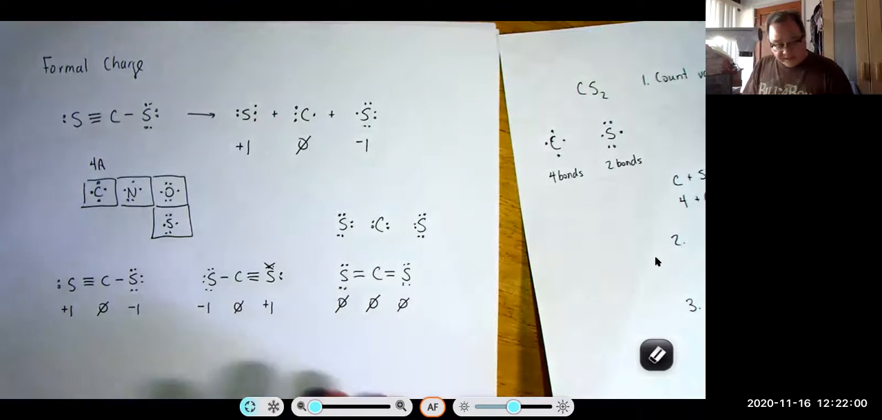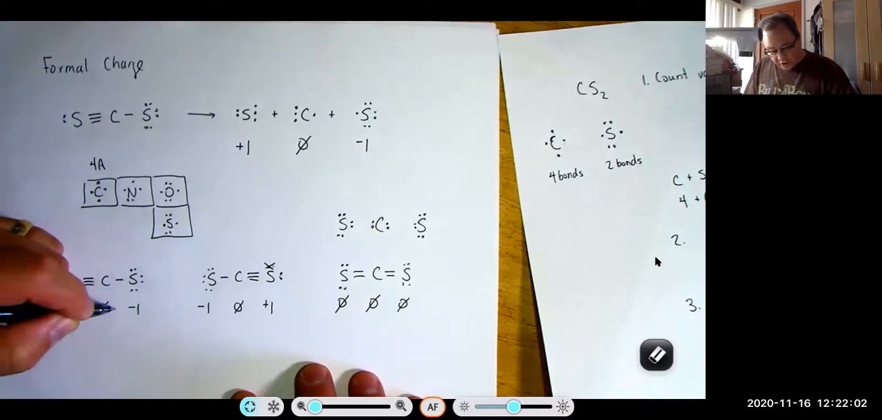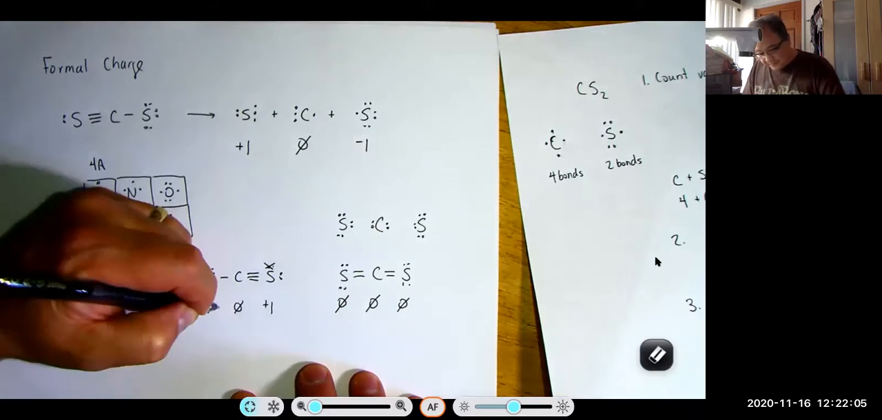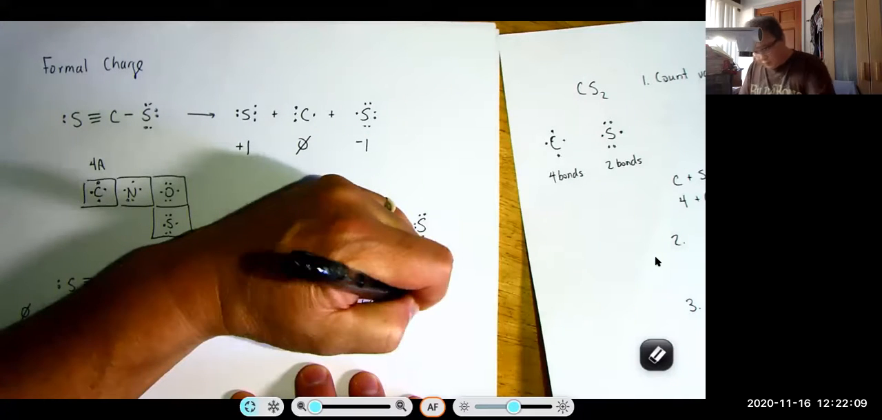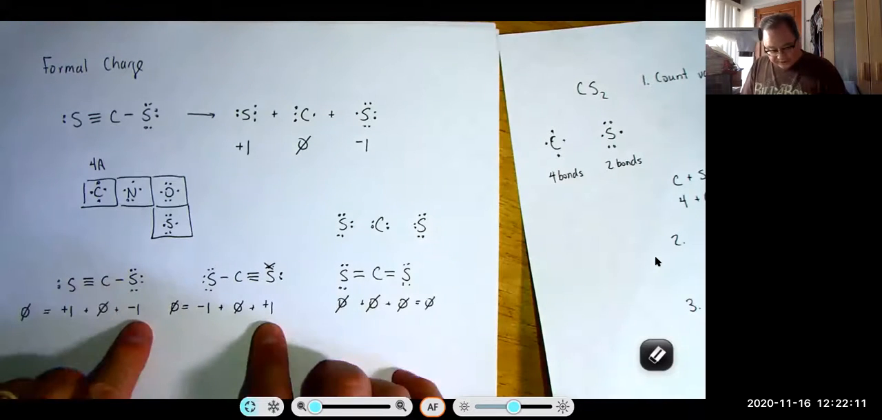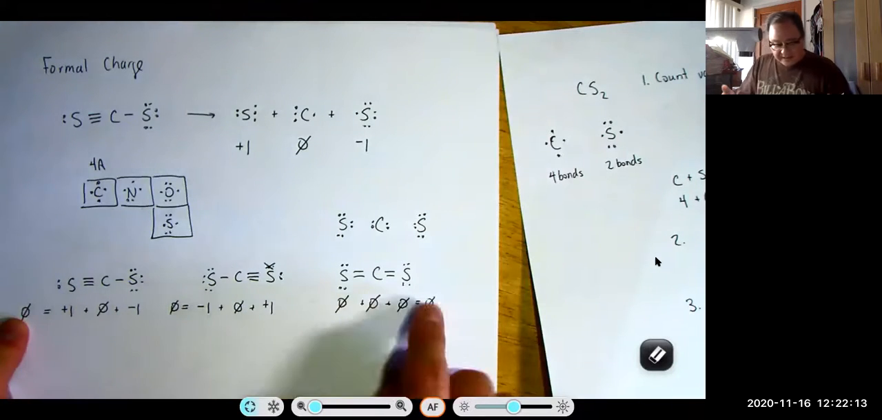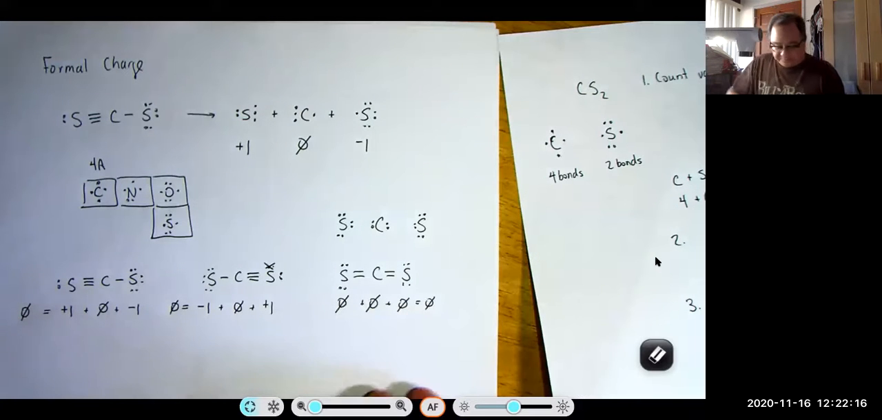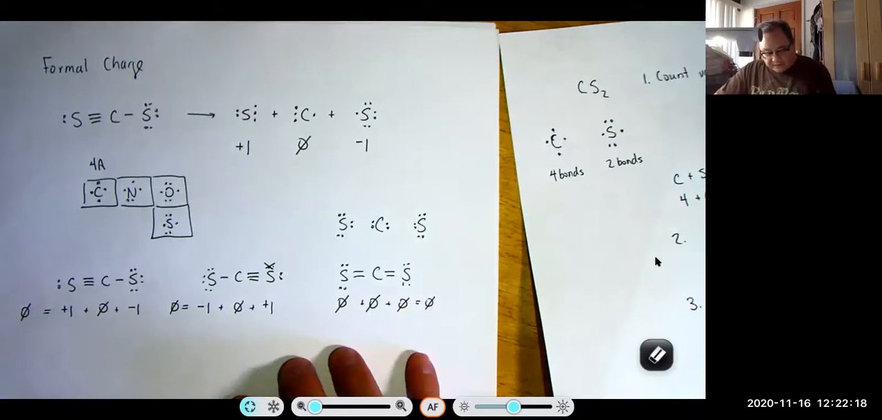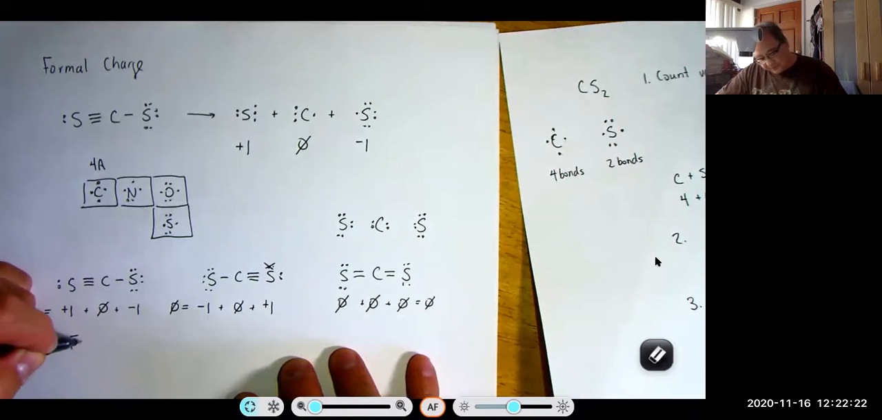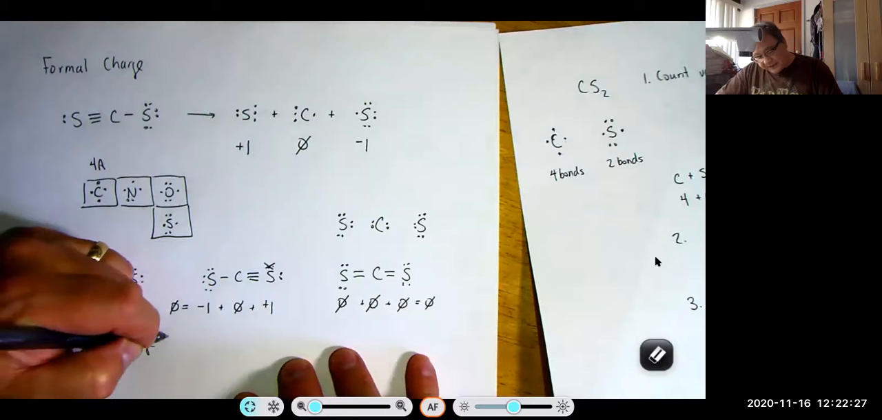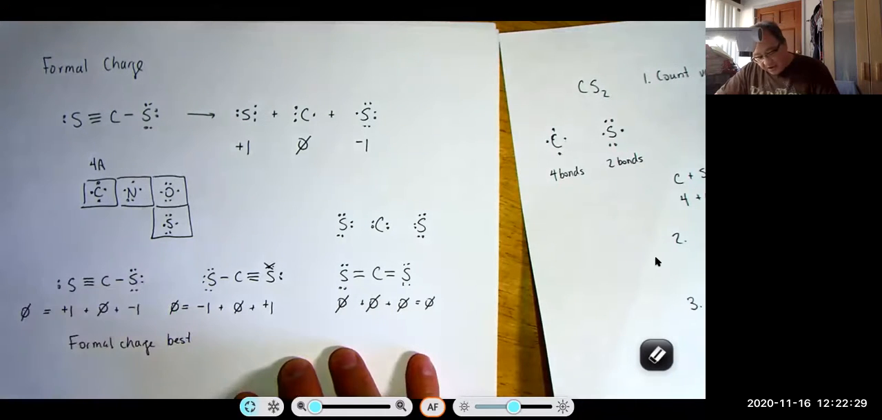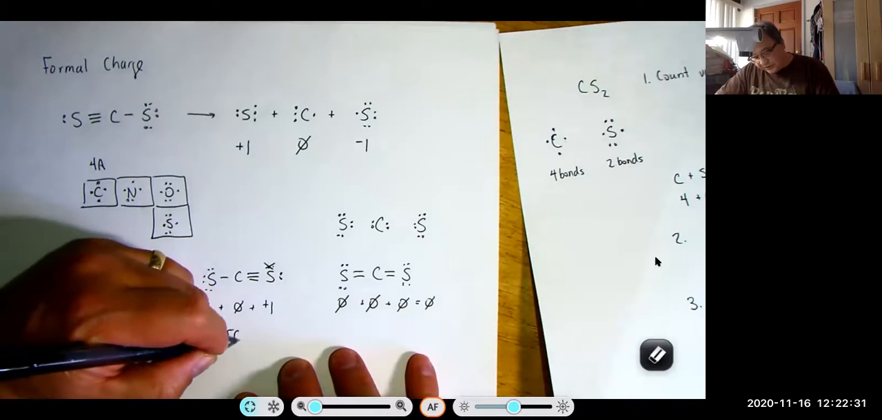A really interesting thing, if you add up all the formal charges, 0, 0, 0, it equals the charge on the molecule. So how do we evaluate these based on formal charges? Well, for formal charges, the best structure is going to have all formal charges equal to 0.